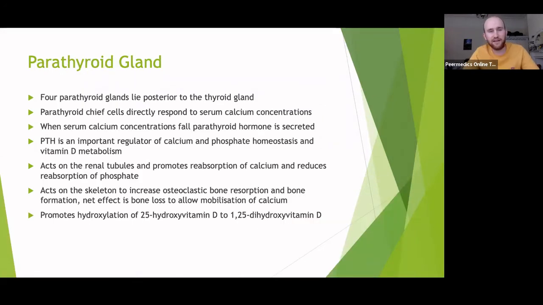Parathyroid gland, obviously it's found on the posterior of the thyroid gland. There are 4 of them. They're all very small glands, around 30 milligrams each, apparently. But interestingly, they have one of the highest blood supplies per the mass and size of them in the body.